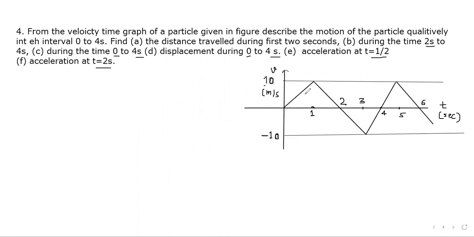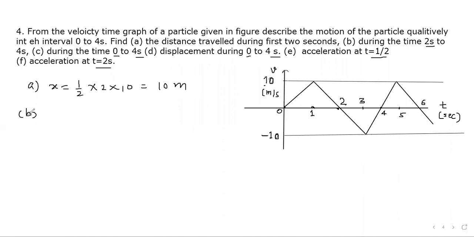Distance traveled in 2 seconds. So we can find the area of this. Suppose the distance traveled is x. So the area of this triangle from 0 to 2 is half base into height. Base will be 2, height is 10. So half into 2 into 10, so this will be 10 meters.